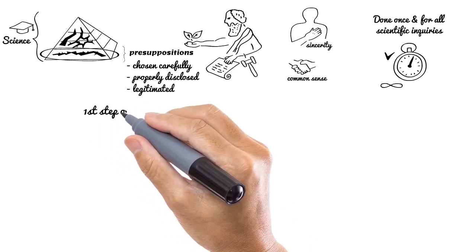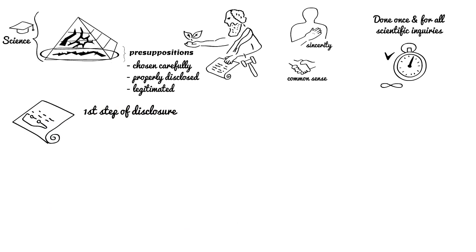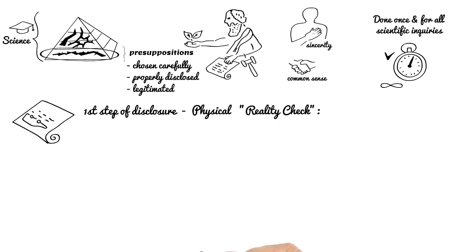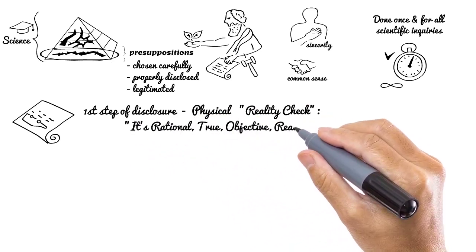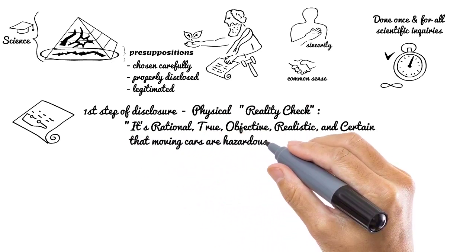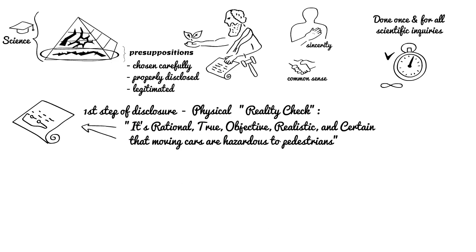The first step of disclosure of both mentioned and other scientific presuppositions is to provide common sense knowledge about the world, called the physical reality check, which is: it's rational, true, objective, realistic, and certain that moving cars are hazardous to pedestrians. We will discuss the terms rational, true, objective, and realistic a little bit deeper in a moment. Now about the reality check itself.